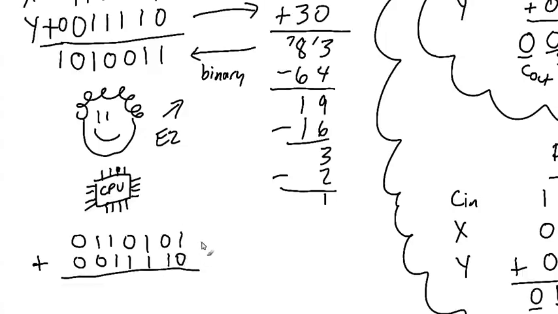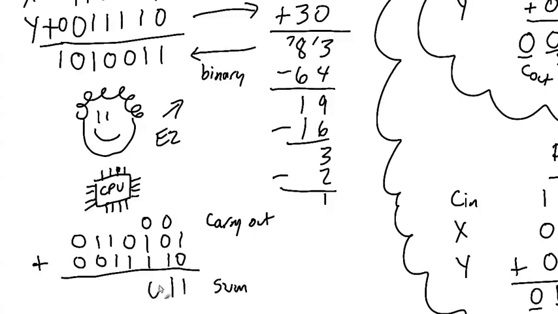So the way a CPU would go about doing this, rather than converting from binary to decimal and back, we're going to say, okay, well, 1 plus 0 is just going to be 1, and we carry nothing. So, by the way, we're going to write our sum bits over here. We're going to write our carry outs over here. Okay, so 1 plus 0, I should say, is 1. Okay, carry nothing. Okay, this is just going to be 1. Okay, carry nothing.